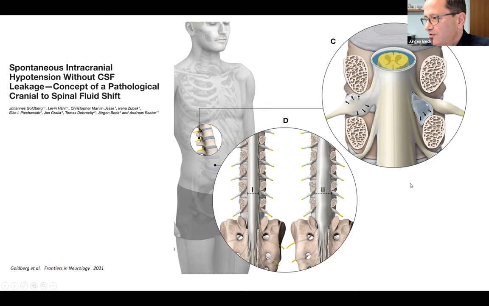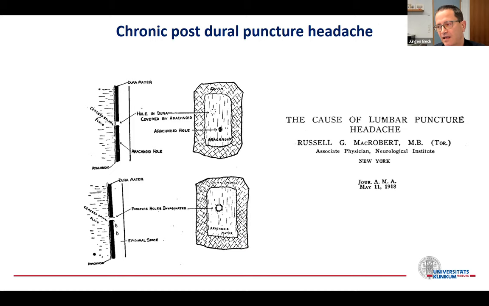And what Christian found the day before yesterday is a publication from 1918 in JAMA, which is about a group of patients that we are very concerned to see more and more often on a daily basis these days, which is postural puncture headache, and not only postural puncture headache, but chronic postural puncture headache. And imagine in 1918, there was no MRI, there was no microscope.